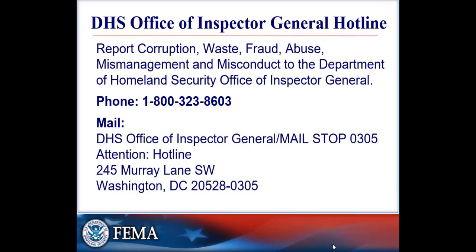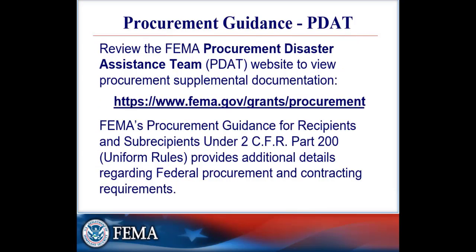The Department of Homeland Security's Office of Inspector General has a hotline where you can report suspected corruption, waste, fraud, abuse, mismanagement, or misconduct. You can contact the department by phone at 800-323-8603 or by mail at DHS Office of Inspector General, Mail Stop 0305, Attention Hotline at 245 Murray Lane Southwest, that's M-U-R-R-A-Y, Washington, D.C., 20528-0305.